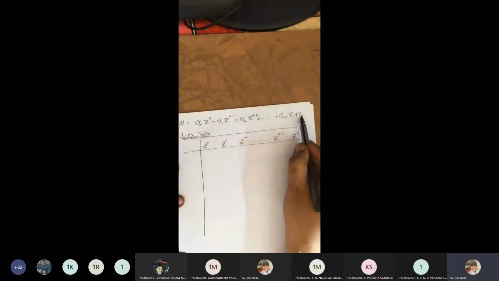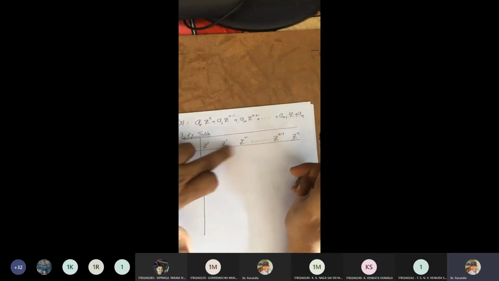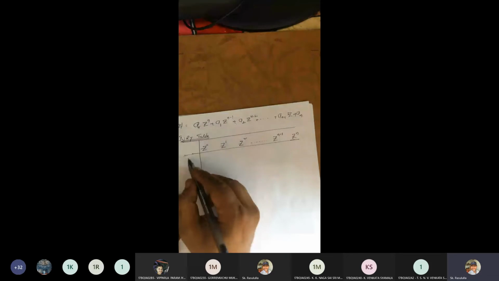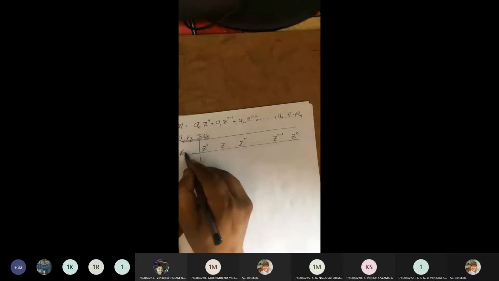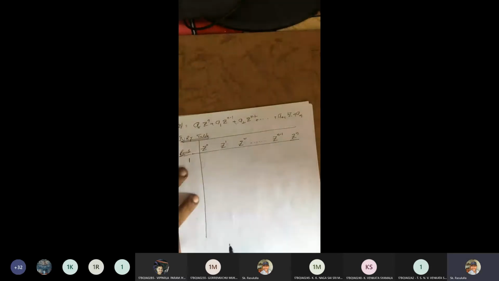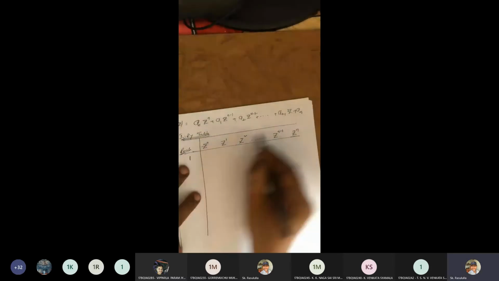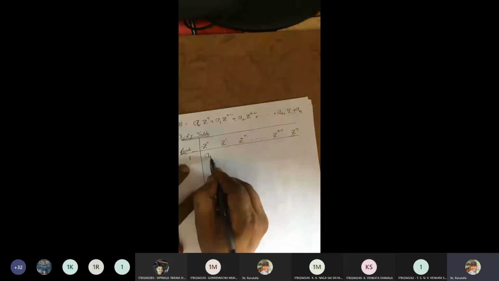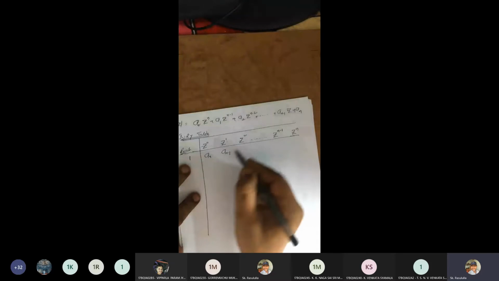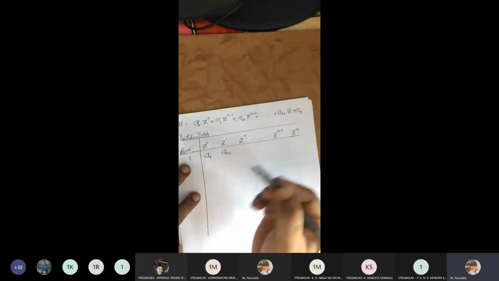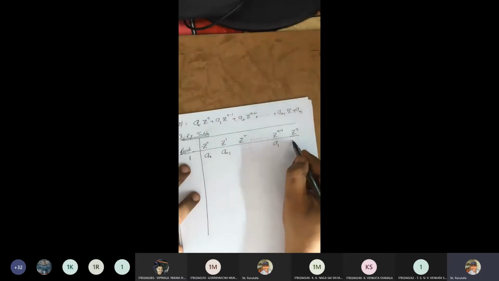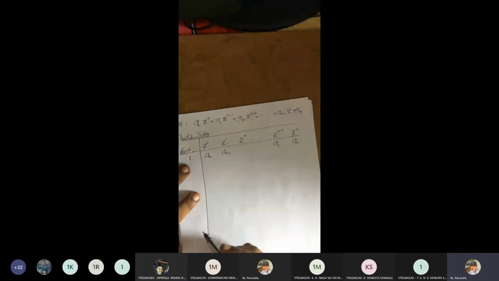We write in this order: z to the power of 0, that is the constant term, the z term, the z square term, and so on up to z to the power of n. Next we write the rows. Row number 1: the coefficient of z to the power of 0 is an, then the coefficient of z to the power of 1 is an minus 1, and so on, the coefficient of z to the power of n minus 1 is a1, and of z to the power of n is a0.